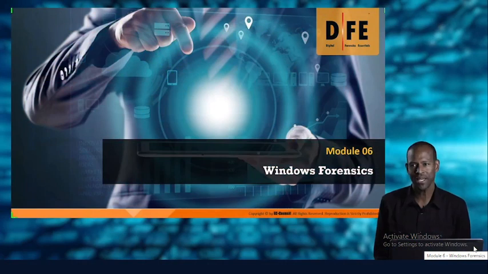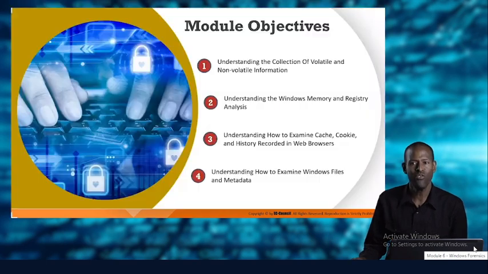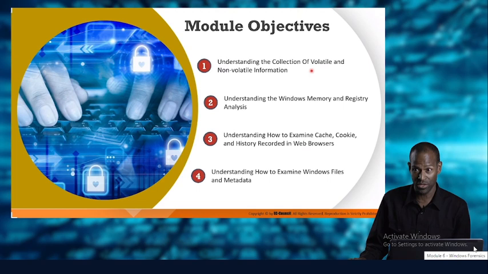Welcome to Module 6 of Digital Forensic Essentials, and we're going to be looking at Windows forensics. With Windows forensics, we're going to look at 4 major areas. Number 1, understanding the collection of volatile and non-volatile information.